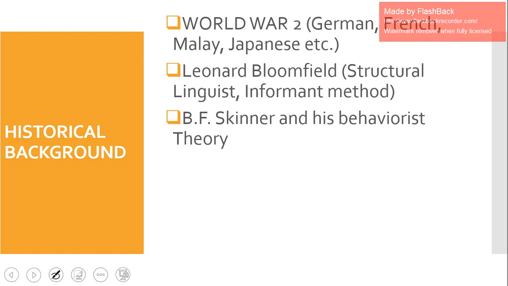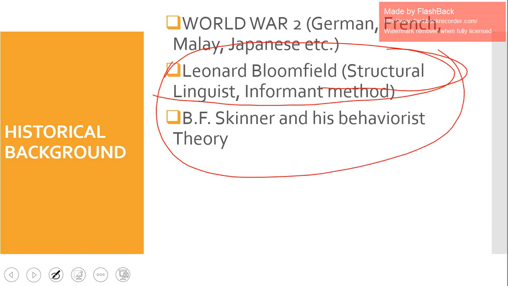Next is B.F. Skinner. He was a psychologist who gave the behaviorist theory, which we discussed in previous video lectures, that says that anything can be learned by making it your behavior through repeated training and practice, and that should be on the free will of the learner. So this method sees language as part of behavior, and also sees language as structure like Leonard Bloomfield. These two personalities contributed in the emergence and development of the audiolingual method.